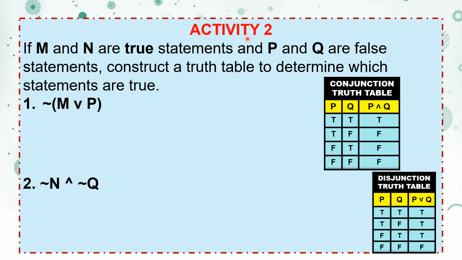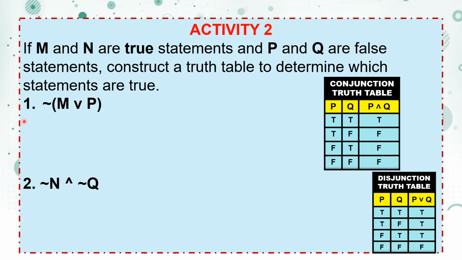Let's solve activity 2. If M and N are true statements and P and Q are false statements, construct a truth table to determine which statements are true. Pansinin ninyo, nilagay ko dito yung ating mga truth table ng logical operators para mas maintindihan ninyo at mapadali sa inyo ang pagsagot o pag-construct ng truth table ng ating mga given mathematical statements. But of course, you need to memorize those by heart.